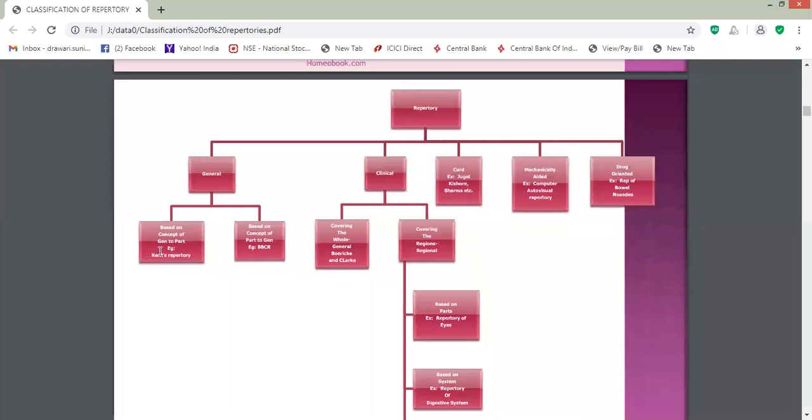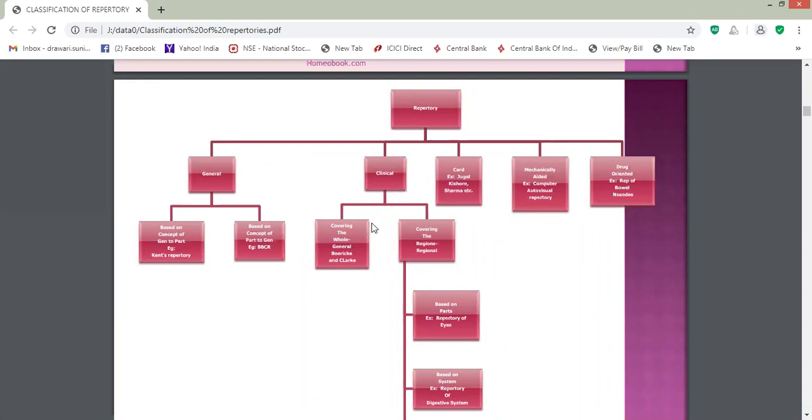The examples of the first subgroup, based on general to particular, are Kent's repertory, Lippe's repertory, and the Synthetic repertory. Those based on the concept of particular to general are BPCR, BTPB, and Boger's Synoptic Key. So these are the examples of this subgroup.